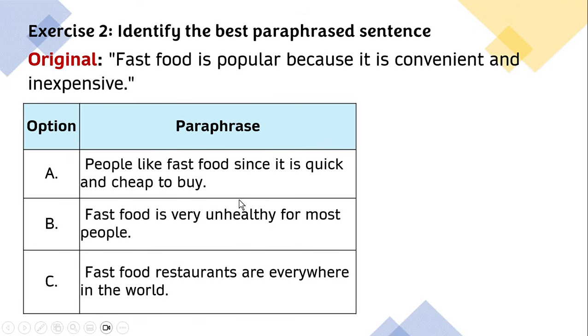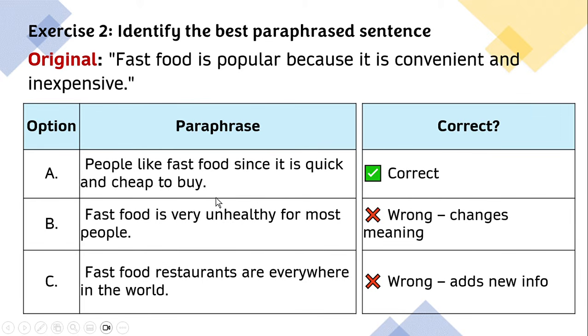If we look at these sentences, one of them is correct and the other two are incorrect. The correct sentence is the first one. People like fast food since it is quick, which means convenient. Convenient means quick and easy to get. And inexpensive means cheap. So here I use synonyms of the word convenient and of the word inexpensive, and popular means people like it. Also we changed because into since. So this is the correct one.